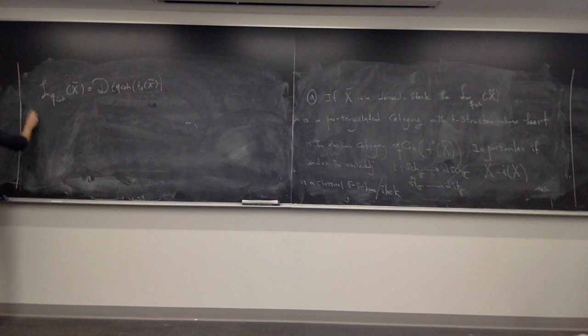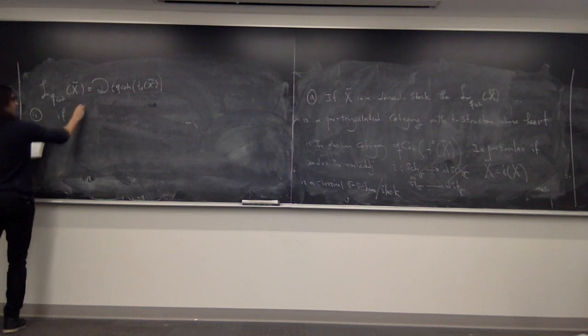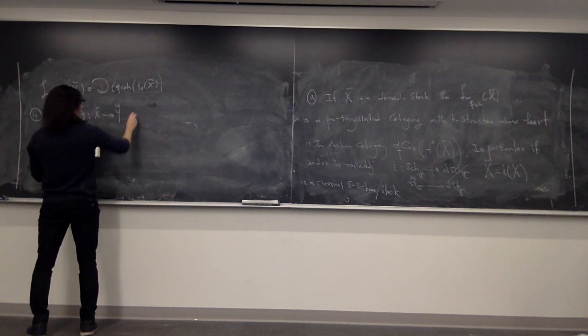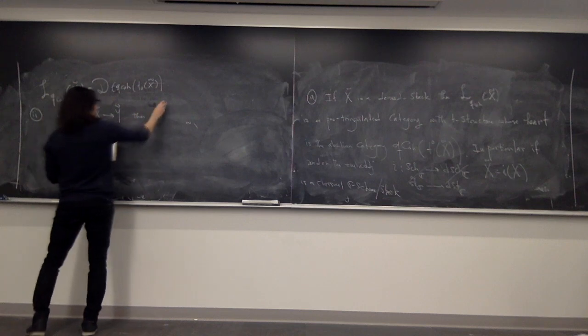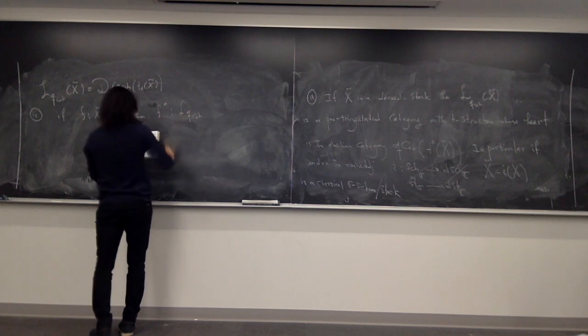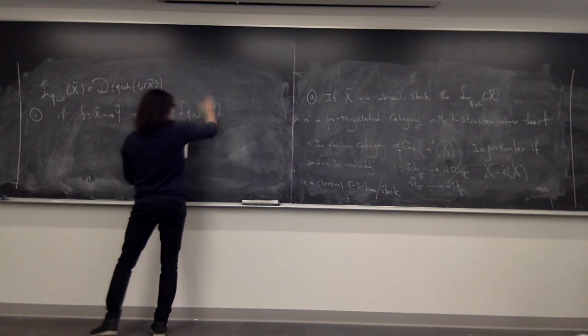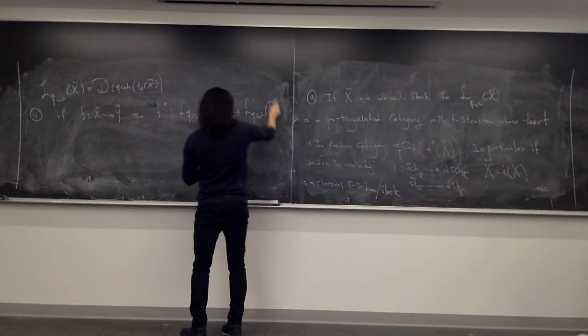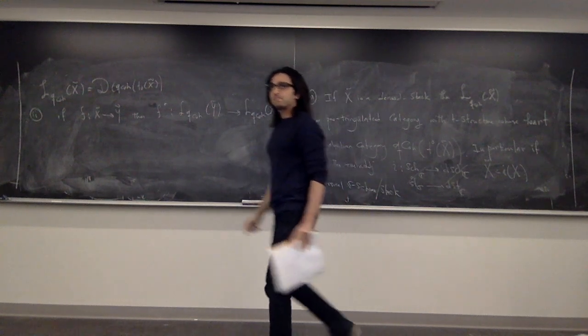Now, inside this category, which is some kind of derived enhancement of the derived category of the scheme, if you have some morphism between derived schemes, then you have the notion of pullback from the derived category of the derived scheme Y to the derived category of the derived scheme X.